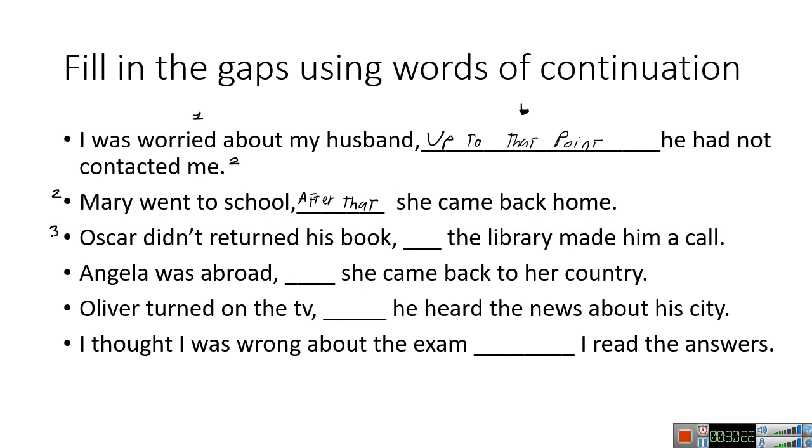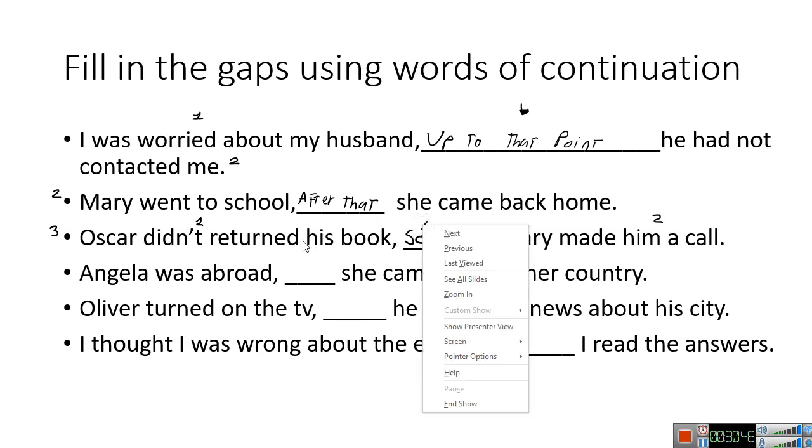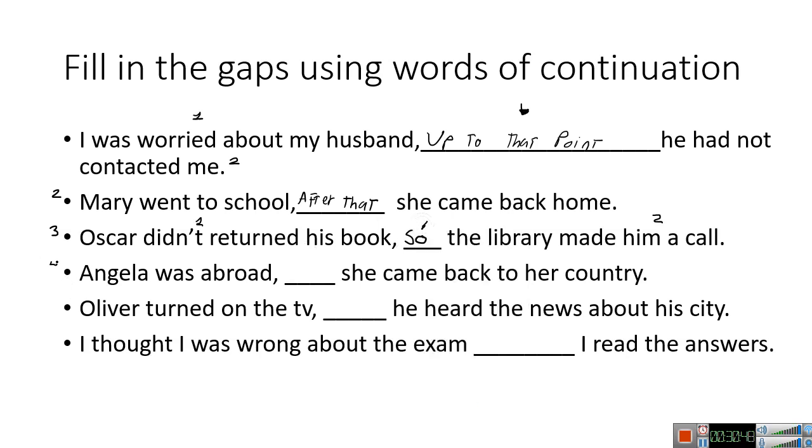Okay, Yesenia, help me with number 3. Oscar didn't return his book, so the library made him a call. Very good. So here we're given a reason. We have number 1, number 2, and this word is giving us the reason. Number 4. Luz, help me with this one, please.